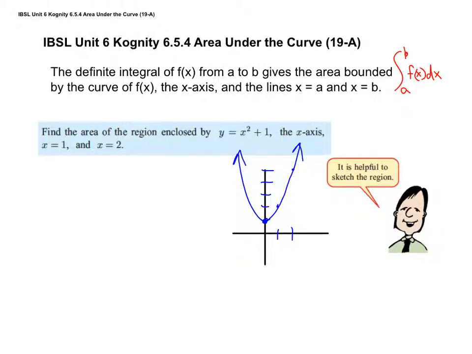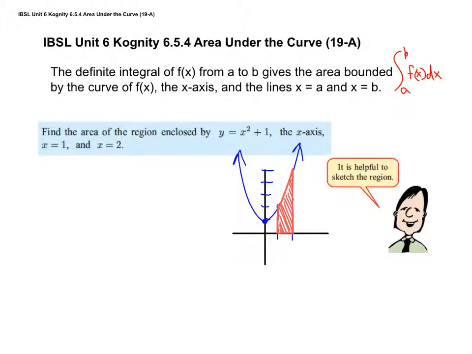Okay, so in this case, we're asked to find the area of the region enclosed by y equals x squared plus 1, the x-axis, x equals 1, and x equals 2. So here's the line x equals 1, it's a vertical line. Here's the line x equals 2. And here's the x-axis, and then here is the curve y equals x squared plus 1. So that area is what we're trying to find here. Okay?